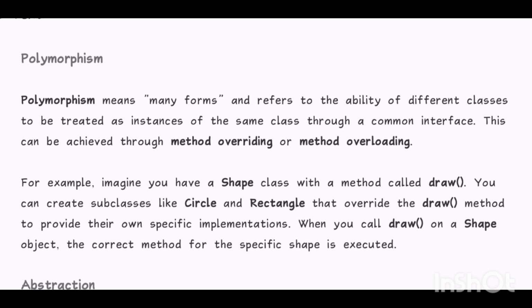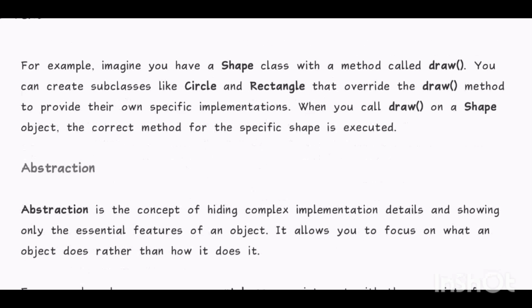Polymorphism. Polymorphism means many forms and refers to the ability of different classes to be treated as instances of the same class through a common interface. This can be achieved through method overriding or method overloading. For example, imagine you have a shape class with a method called draw. You can create subclasses like circle and rectangle that override the draw method to provide their own specific implementations. When you call draw on a shape object, the correct method for the specific shape is executed.